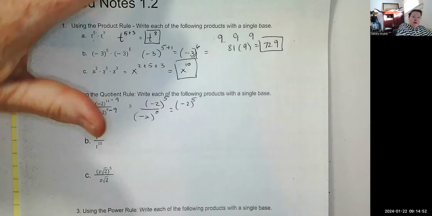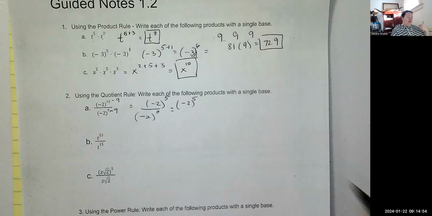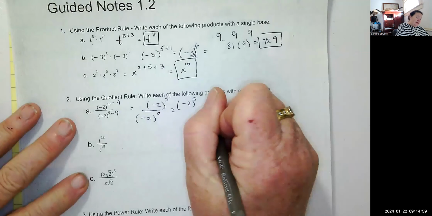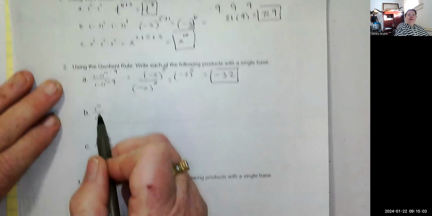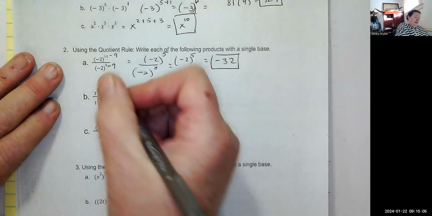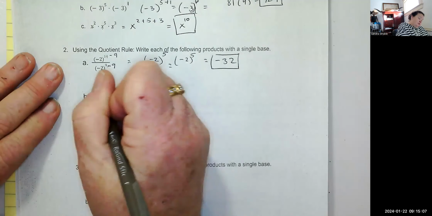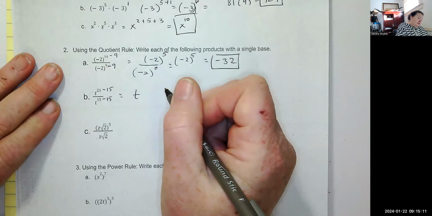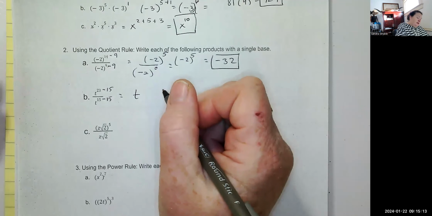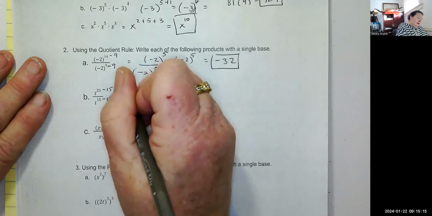All right, I'm just going ahead and calculate this real quick. -2 times -2 is 4. 16 times -2 is -32. All right, t to the 23rd over t to the 15. We're going to subtract 15 because the 23 is positive. And we get t to the what? 23 minus 15. That would be 8. Yep.